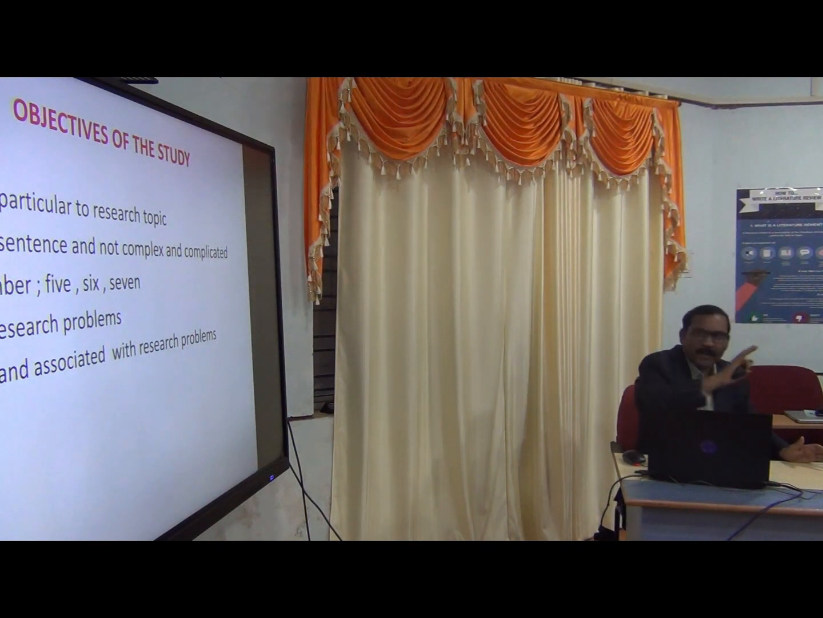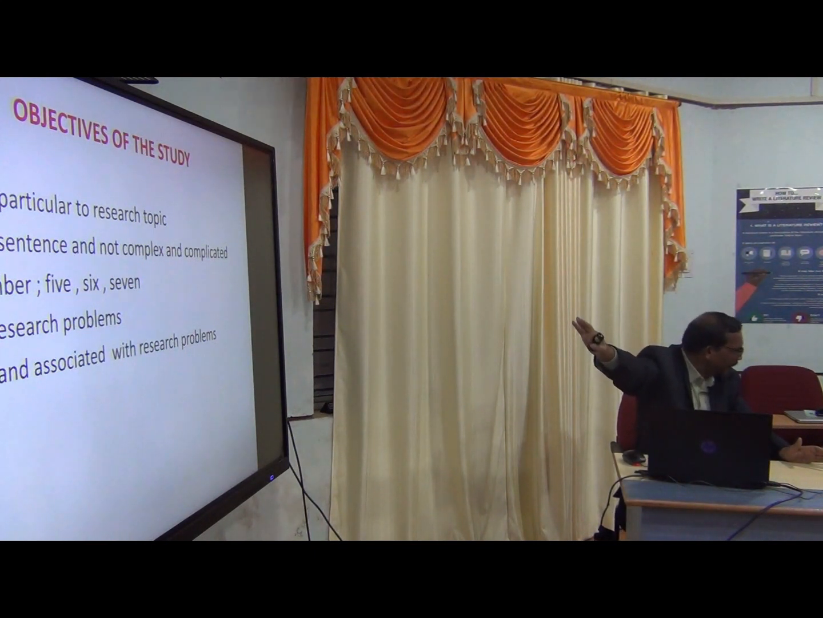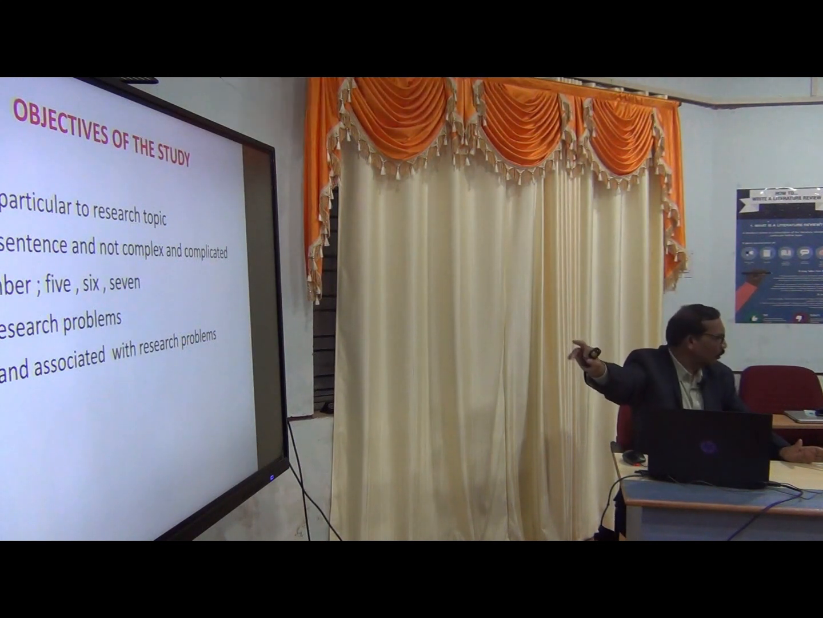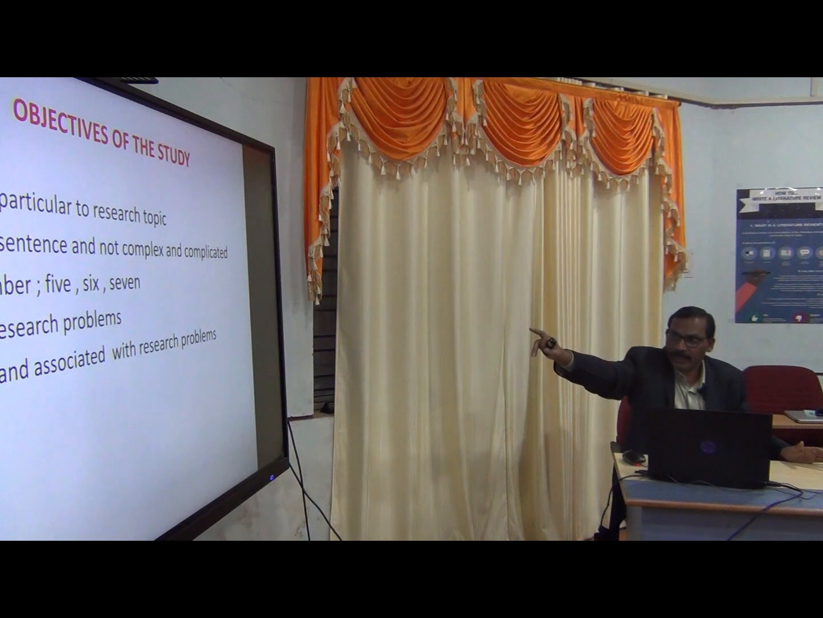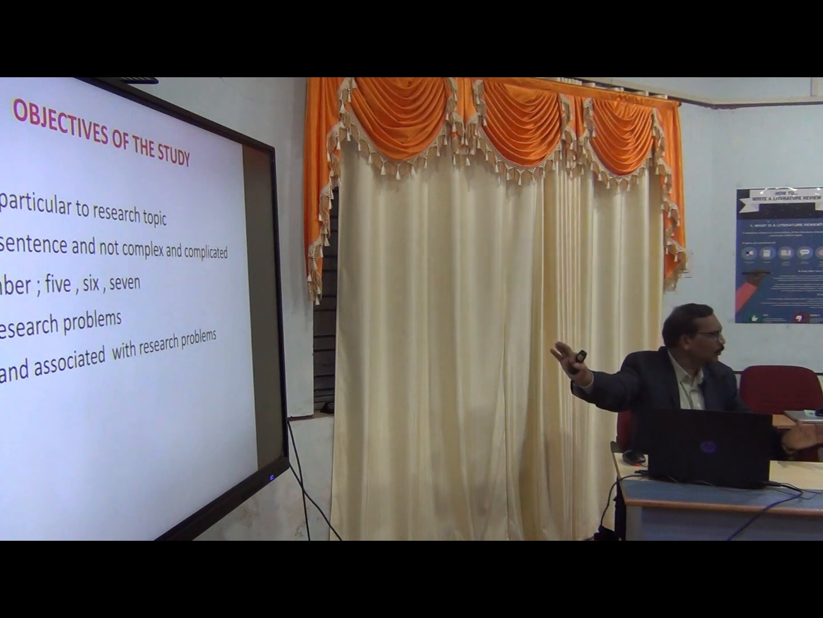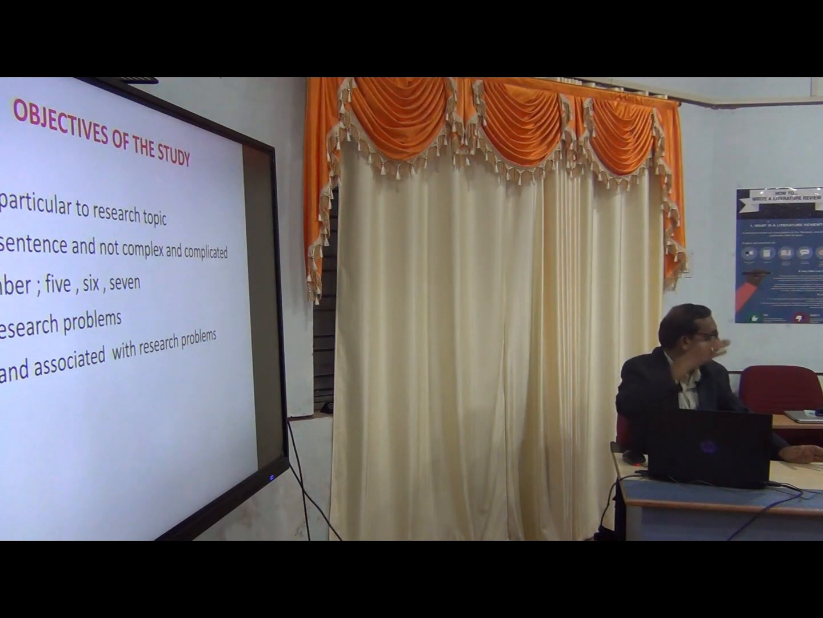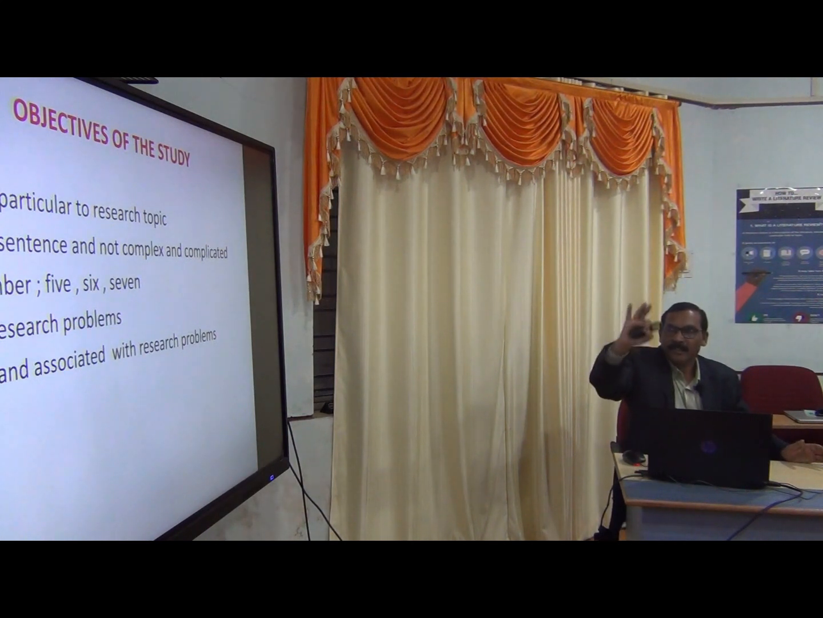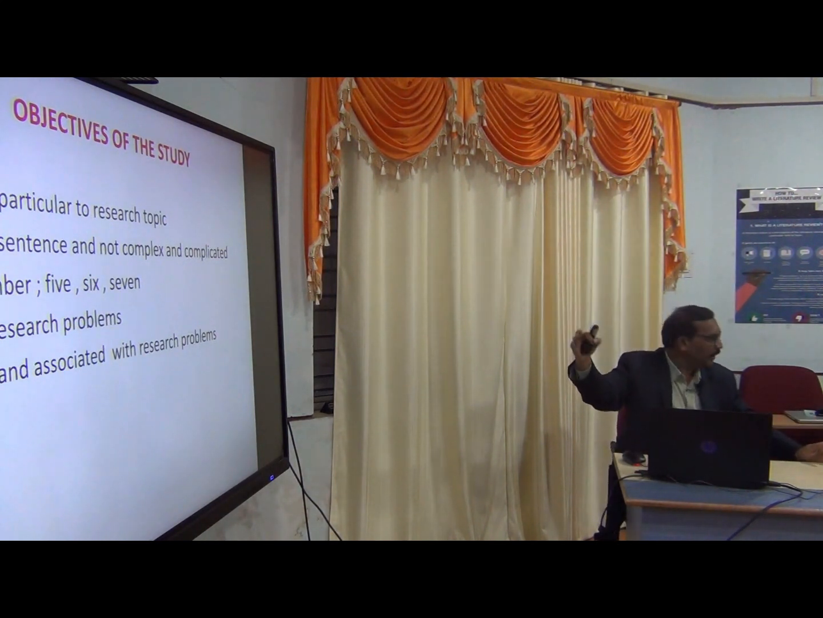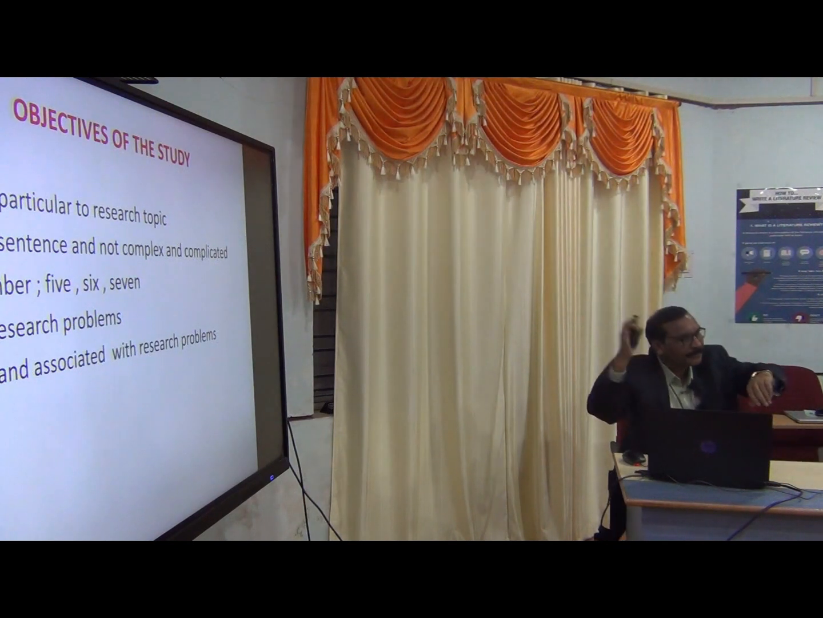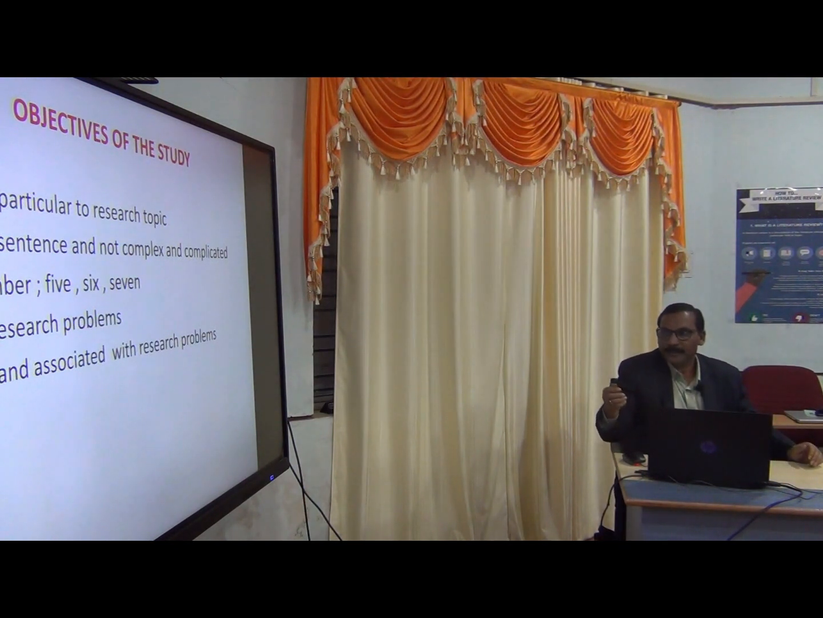To recap, your objective should be specific and particular, relating to the research topic. It should be in one sentence, not a complex sentence. It should not be complicated. Number of objectives should be 5, which is moderate. You can go for 6, but you should not cross the limit of 7. Then your objective should be relating to research problems, questions and sub-questions only, and there should be interlinking and proper sequencing. That is required so far as the research problem is concerned. These are the points relating to objectives. Understanding?